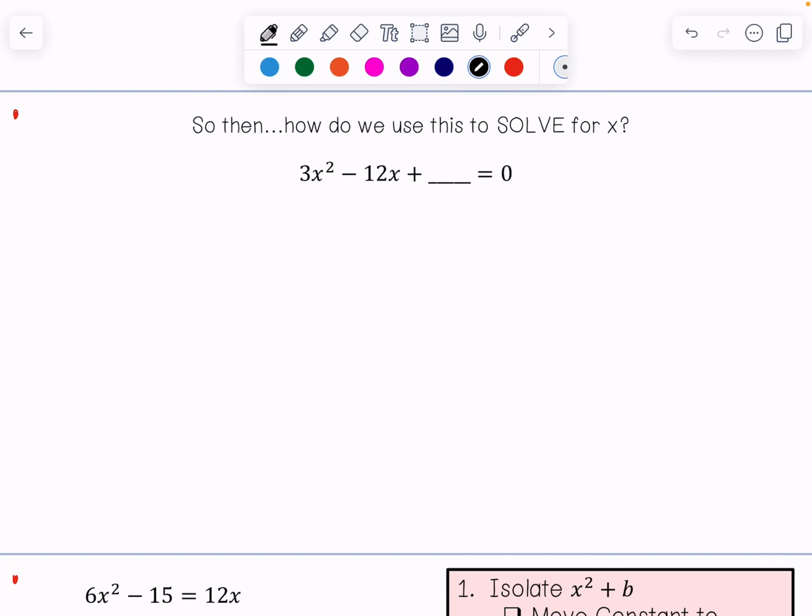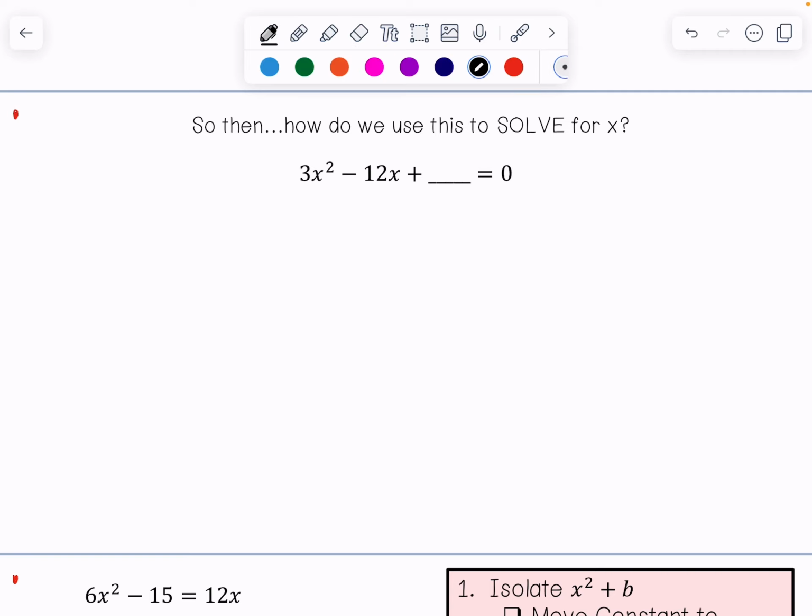So we know that we can solve quadratics by factoring. We can also solve quadratics by the quadratic formula. Those are great skills, but not everything factors, and the quadratic formula can be cumbersome at times. And so this is just another tool in our tool belt that allows us to solve quadratics. So here we're going to look at a very, very basic one.